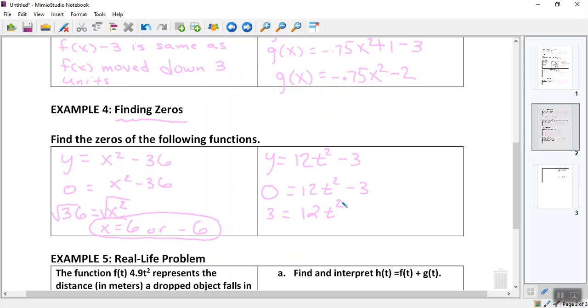Now if I want to get t squared alone before I solve for t, kiddos, what do I have to divide both sides by? Now guys, help me out here. 3 over 12. Let's just leave this in fraction form. Can 3 over 12 reduce? Yes. To what? 1/4. So do you guys buy that we have 1/4 equals t squared?